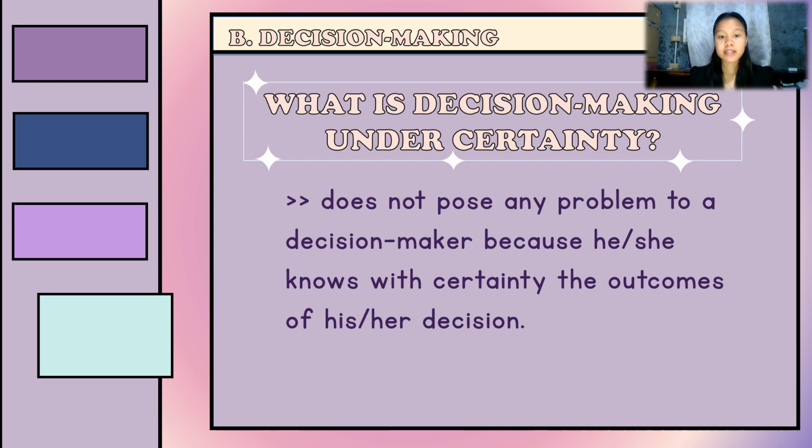Kumbaga, sa real life situation, for example, sabi mo magre-review ka ng 2 a.m. Kaya, nag-set ka ng alarm. And yung alarm clock mo is gumagana talaga and malakas yung ringtone. So, doon pa lang, you can be certain that it will wake you up at 2 a.m. Therefore, decision making under certainty is the simplest type of decision making because you know exactly what will happen based on your choices and there is no risk or unknown involved.